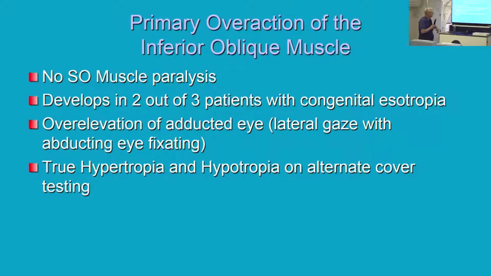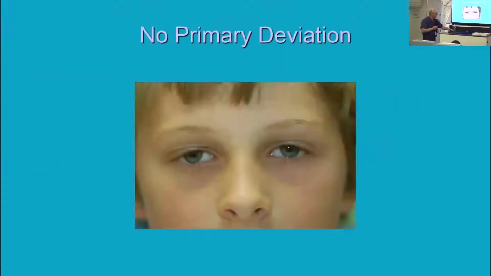And it presents as over-elevation of the adducted eye in lateral gaze with the abducting eye fixating. A true hypertropia and a hypotropia on alternate cover testing will be present. So we'll see what that kind of looks like.